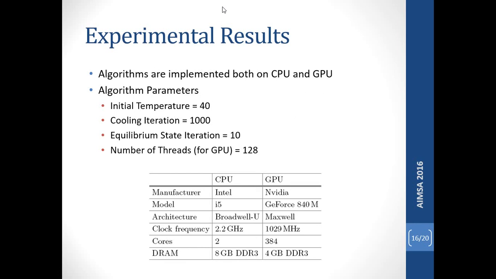So these algorithms are implemented both on CPU and GPU for performance comparisons, and you can see the hardware specifications in the table below. We have used GeForce 840M, which is a kind of end-user graphics card of NVIDIA, and the initial temperature of our algorithm is selected as 40 because of its average initial acceptance percentage, which is actually 60%, and cooling iteration is set to 1000, and all GPU tests are executed with 128 threads. In addition to that, the equilibrium state duration, which each thread executes, is set to 10 for all tests.